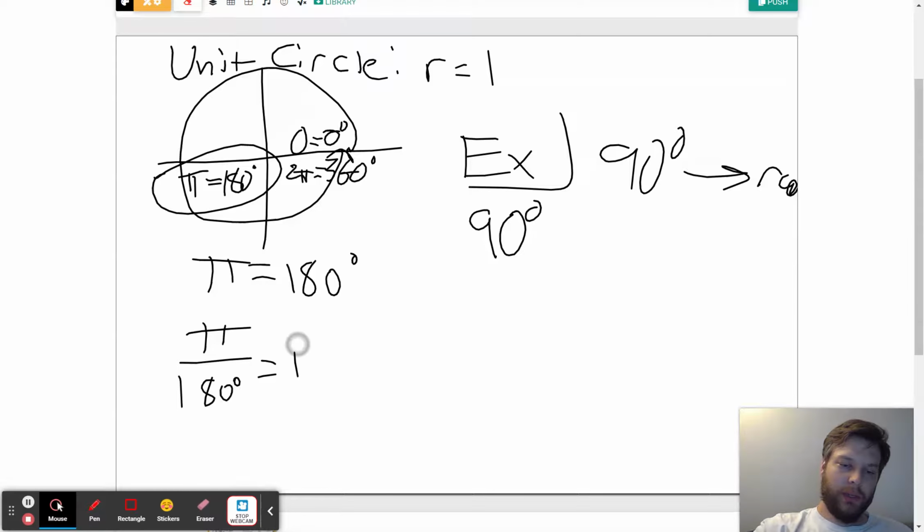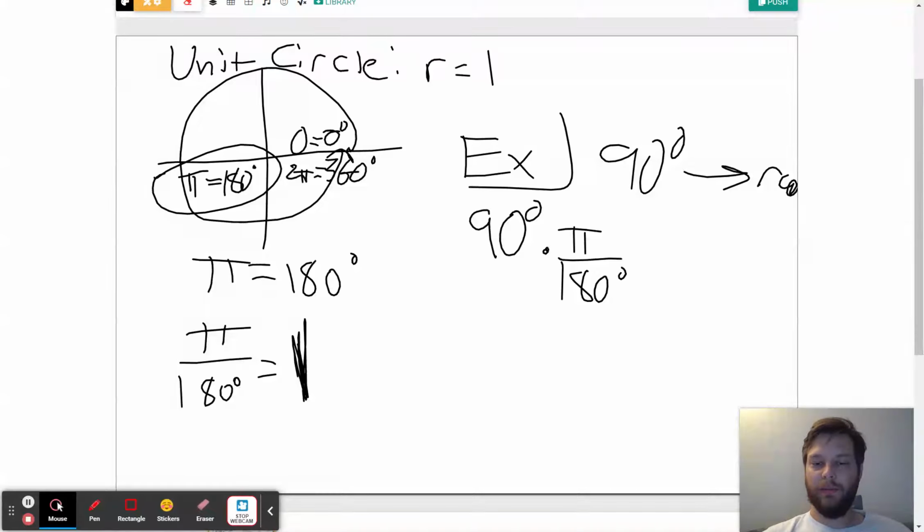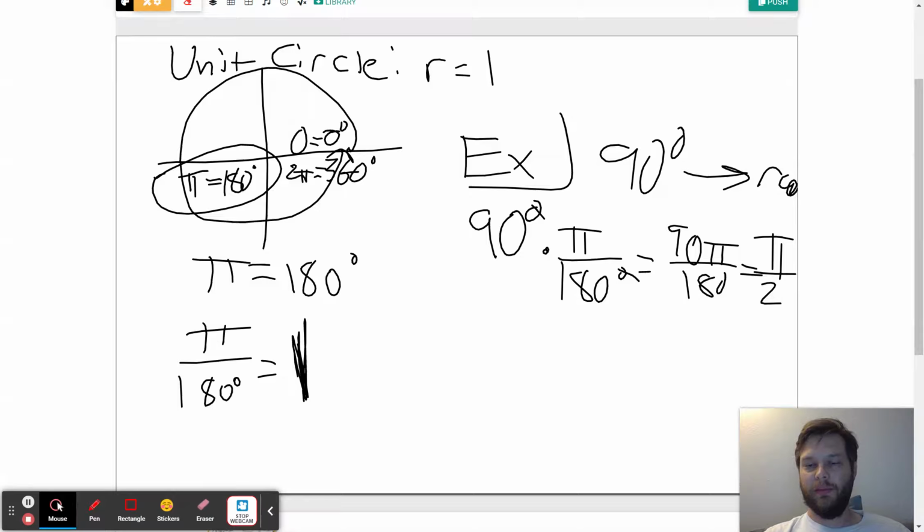And why is 1 important? I can multiply by 1, and it doesn't change the value of what I'm multiplying. So I'm going to multiply 90 degrees times pi over 180 degrees. That's just a fancy way of writing 1. But having degrees on the top and on the bottom of the fraction cancels out. So I have 90 pi over 180, but 90 goes into 180 twice. So 1/2 pi, or pi over 2.